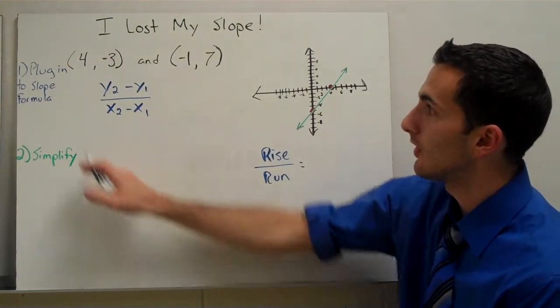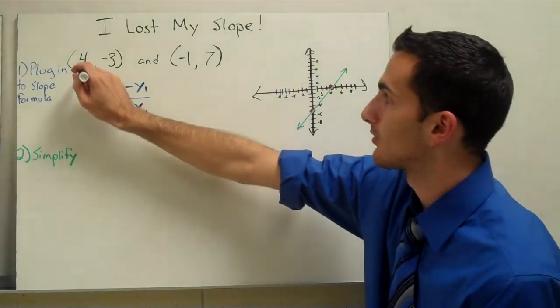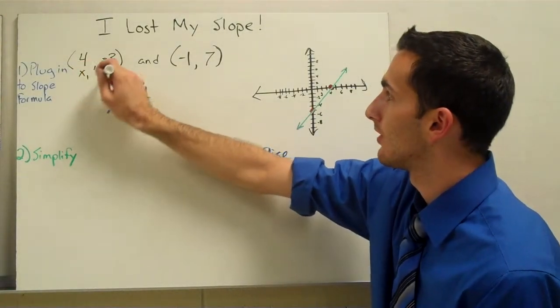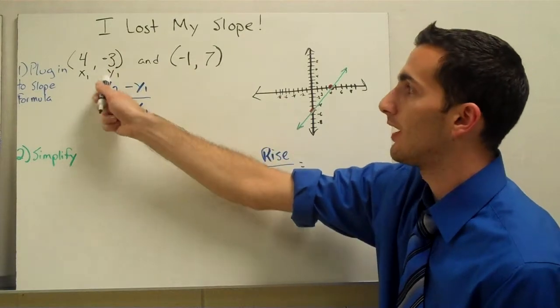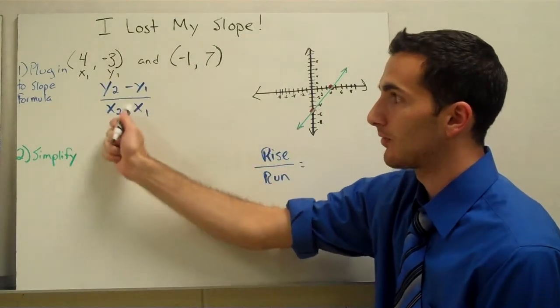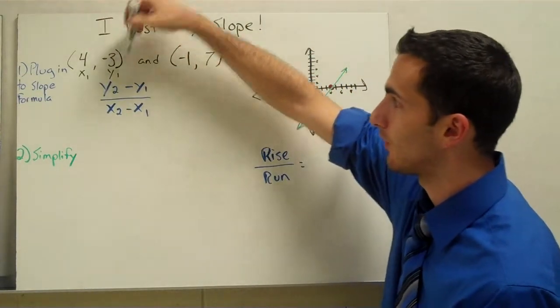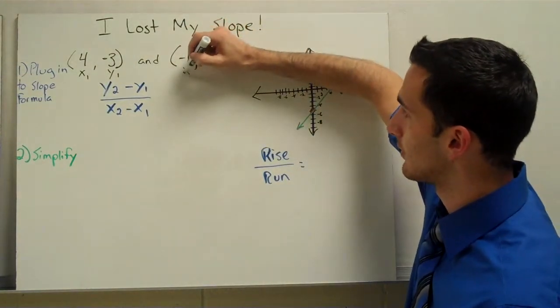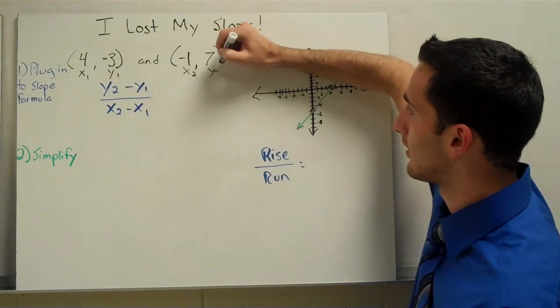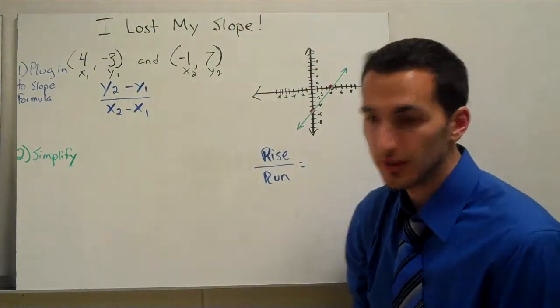The first thing we're going to do, to plug it into this, is label our coordinates. So we know all coordinates are x and y. To get x1 and y1, we're just going to go from left to right. The first one we see will be x1 and y1. The next one we see will be x2 and y2. Now we're going to go ahead and plug these in.